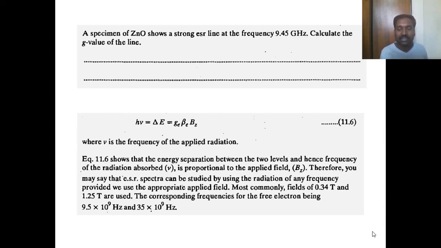So what are the systems we can think of? In chemistry, in molecules, what is the system we can think of? An electron which is under the influence of a magnetically active nucleus, that is, a nucleus whose I is non-zero. I can be half, I can be 3/2, I can be 1.